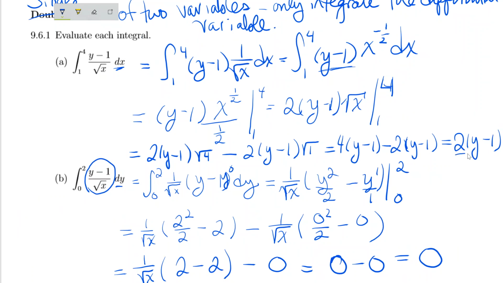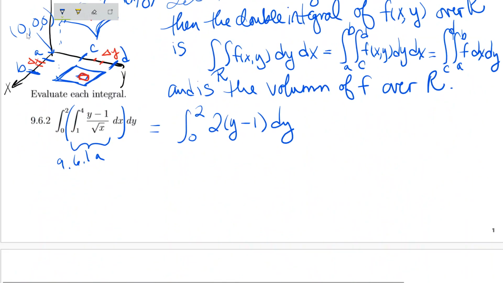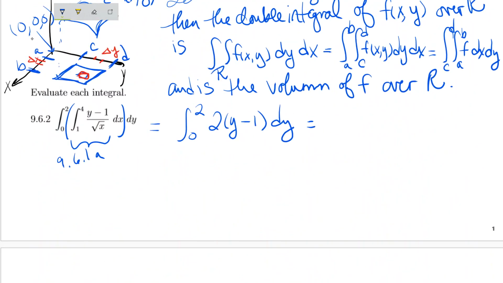So what we got right here, let's use the highlighter so it's more noticeable. I like highlighter. Why are there no x's? Well, because we just put in values for x by doing the definite integral back in 9.6.1a. So that means we only got to integrate with y.